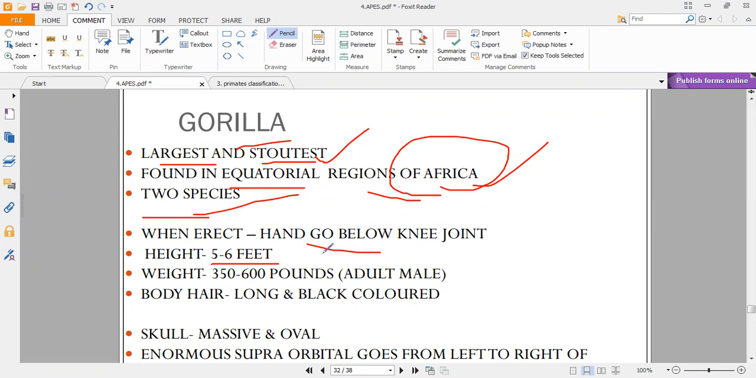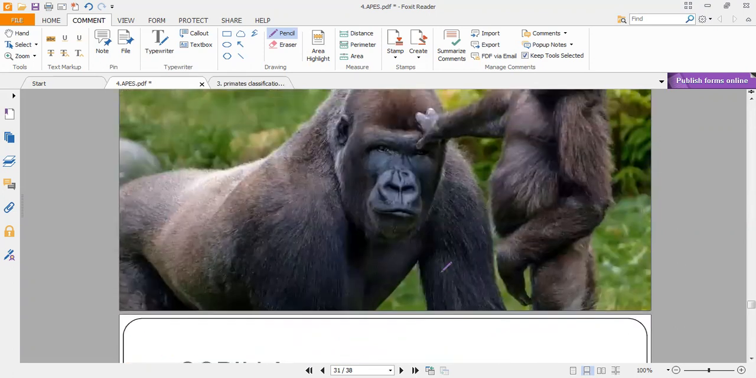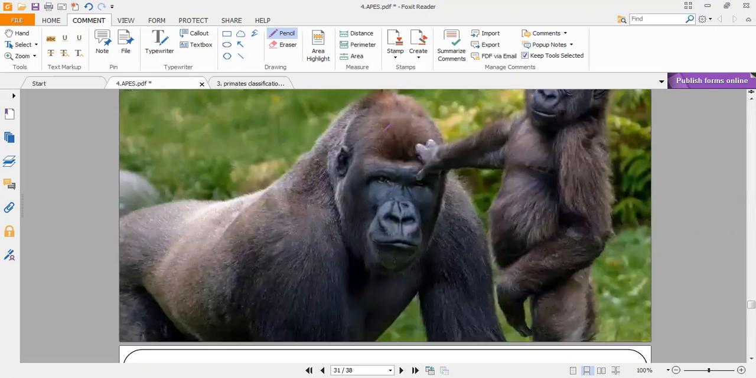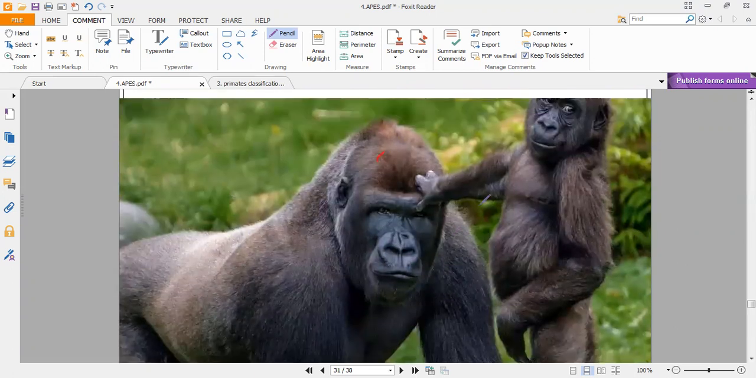And weight is much more. It is 350 to 600 pounds for an adult male. Body hair is long and black in color. Normally, if you talk about body color, it is almost black. Mostly it is black. Sometimes there may be a little bit of variation, maybe gray, but mostly it is black.